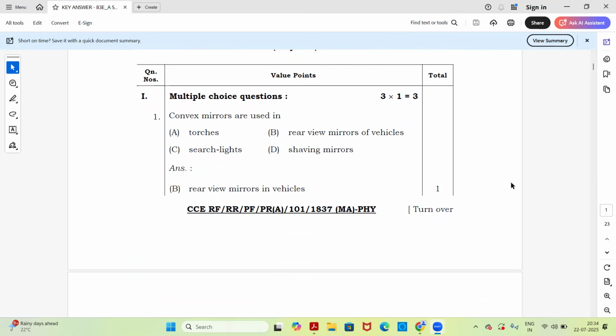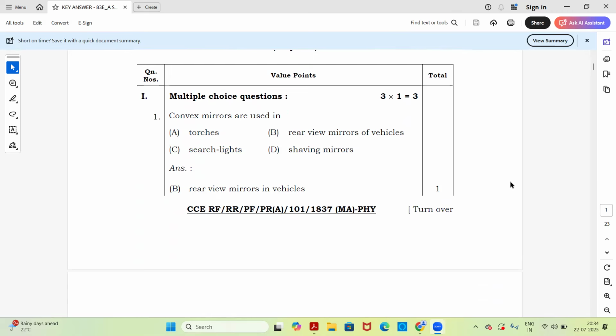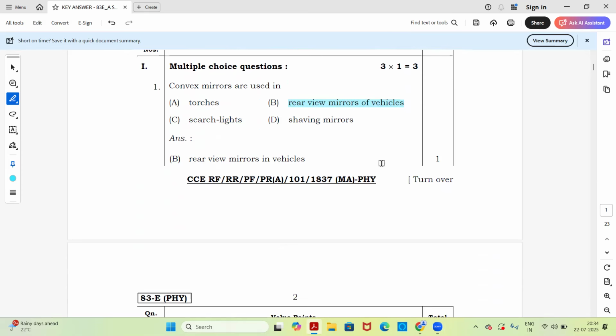So first, multiple choice questions for part A, physics. First question: convex mirrors are used in. Four options are given. The right answer here is option B, rear view mirrors of vehicles.